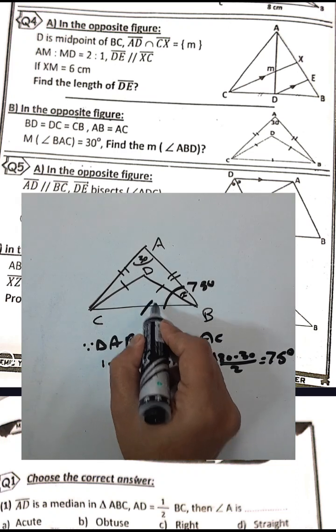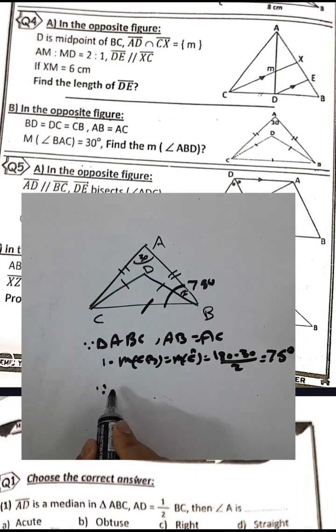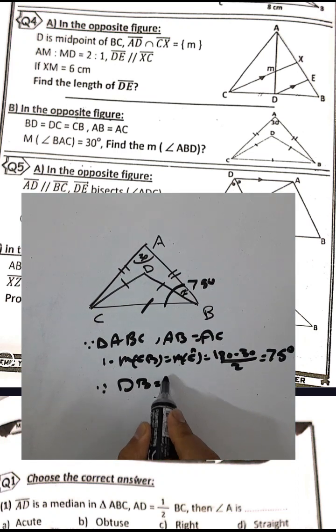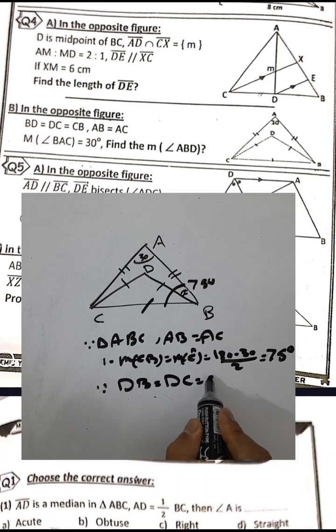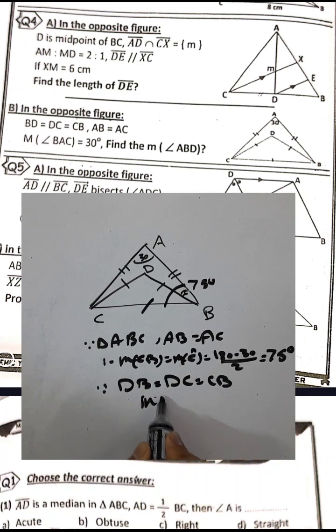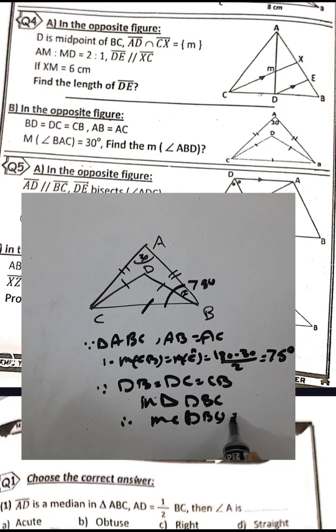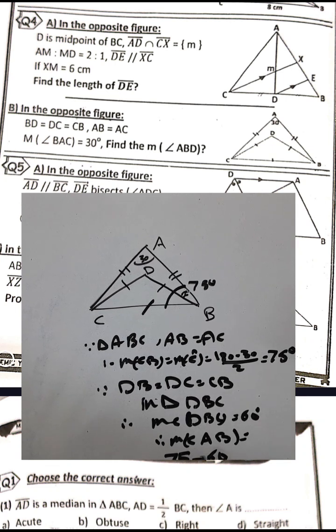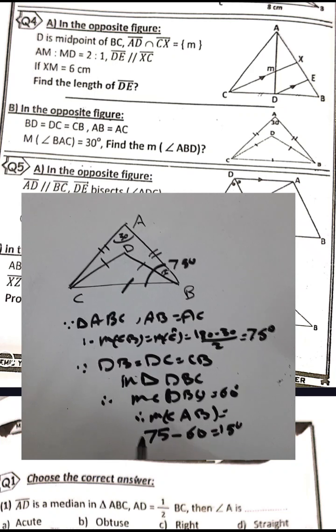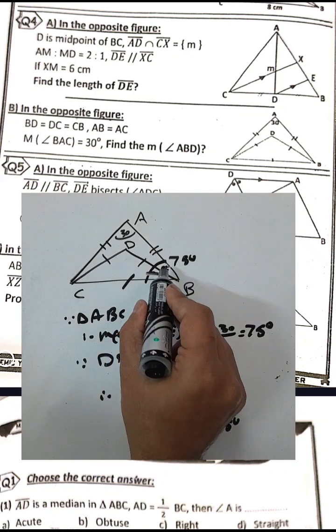And we have equilateral triangle such that DB equal DC equal CB in triangle DBC. Then measure of angle DBC equals 60 degrees. Then measure of angle APD equals 75 subtract 60, it will be 15 degrees. This angle will be 15 degrees here.